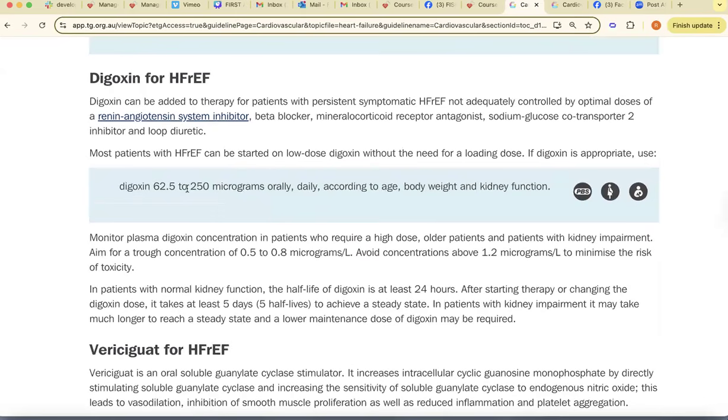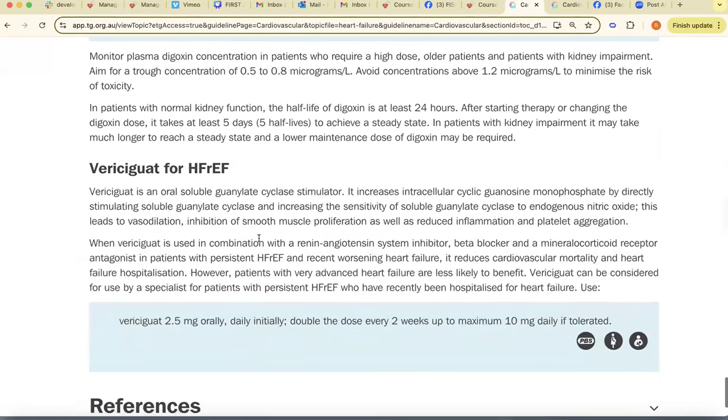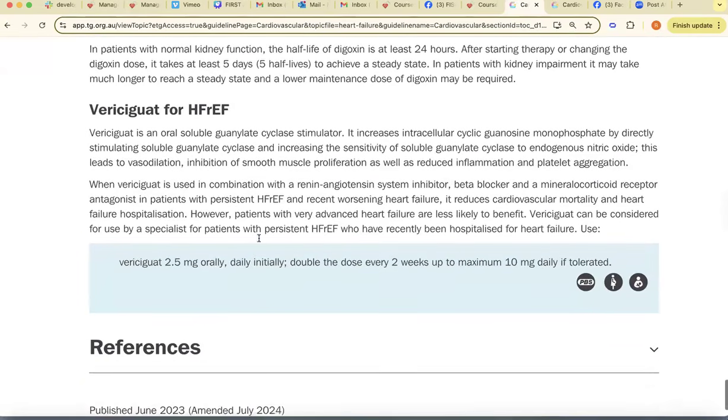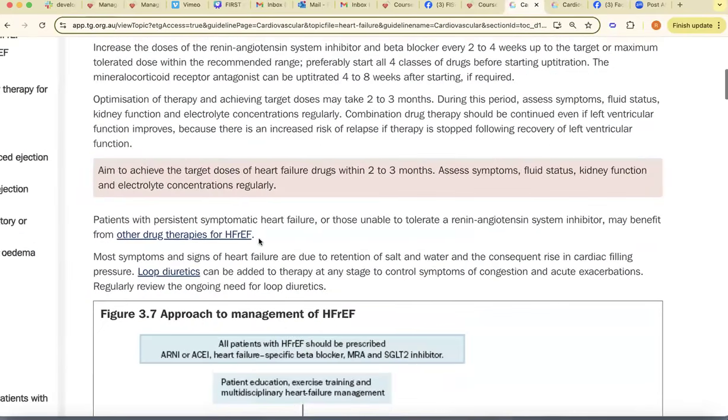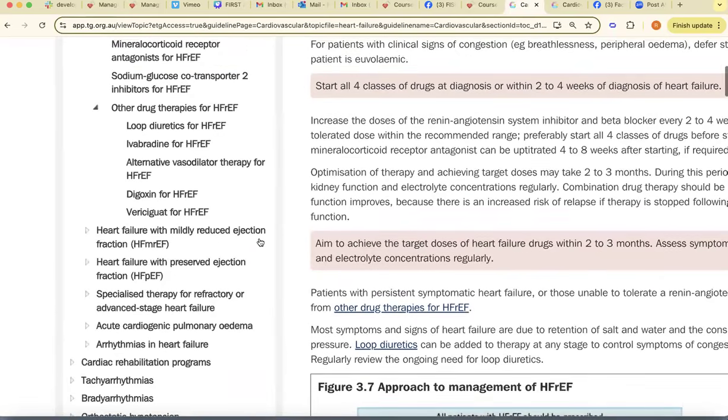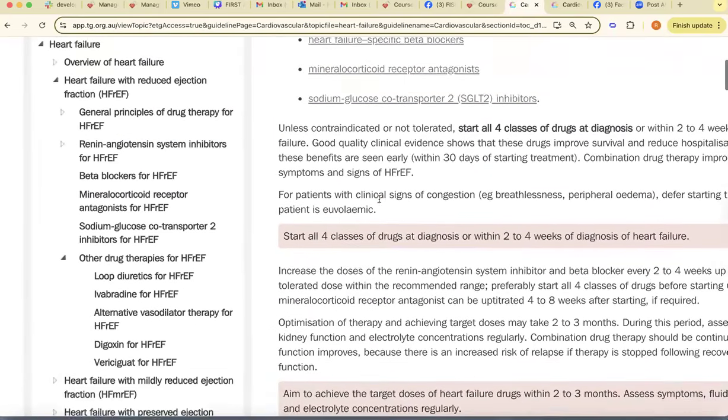Nowadays, digoxin is no longer our priority for heart failure patients. Okay, so very rarely would we use it. So that's mostly it that you need to know for heart failure medication. Okay.